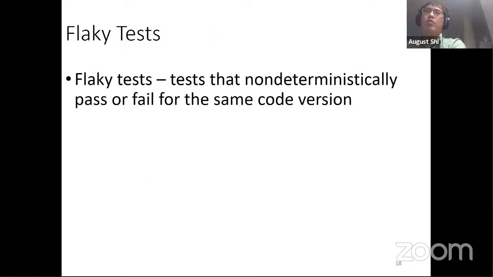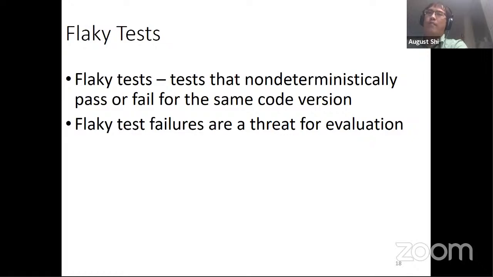So before I conclude, I really want to bring up a quick point about flaky tests, which, as you may recall from earlier in the session, are tests that non-deterministically pass or fail for the same code version. I particularly want to bring it up because it does raise a bit of a threat to validity for our study, because we are really relying on the test failures we observe from the real software evolution.